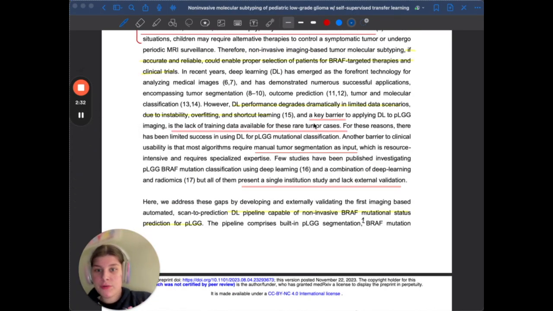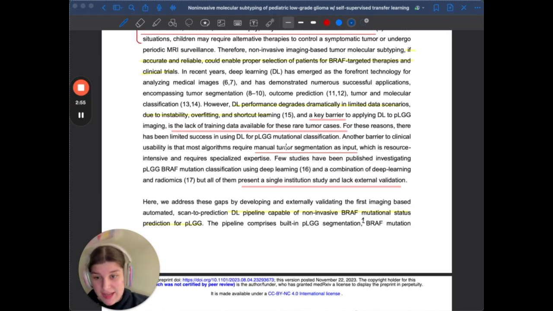So the main issue was the lack of possibility for this to function in a limited data scenario. And this is a main barrier towards applying deep learning for pediatric low-grade gliomas, because there's such a lack of data just for the tumor cases in general.